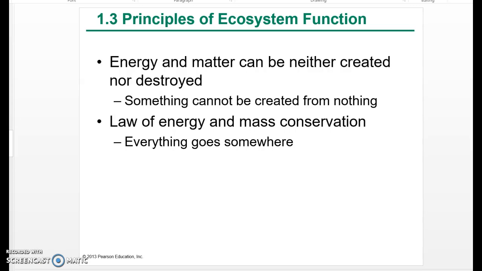And so here are a couple of things we're going to talk about. We're going to go into depth into each principal ecosystem function. Energy and matter can neither be created nor destroyed. Remember, something cannot be created from nothing, and this is important, the law of energy and mass conservation, which means everything goes somewhere. So just because you burn coal doesn't mean the coal disappears; it goes into the atmosphere as a different form, as a pollutant. So matter is neither created nor destroyed.